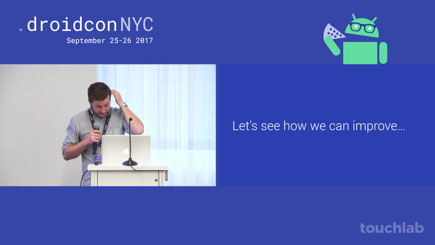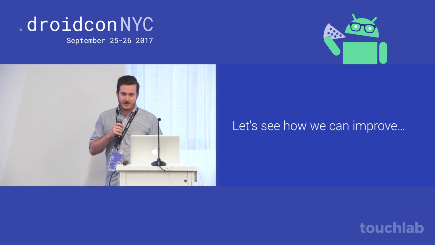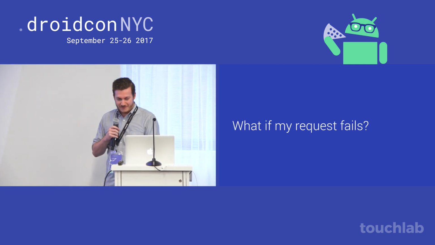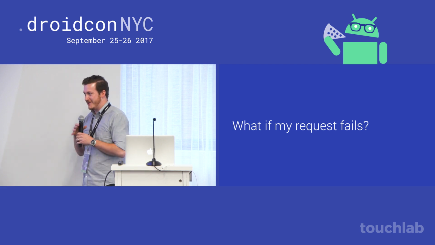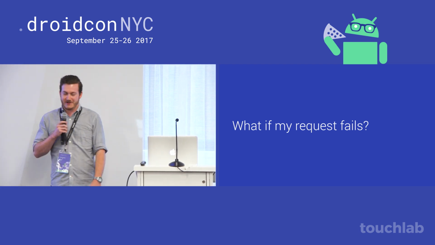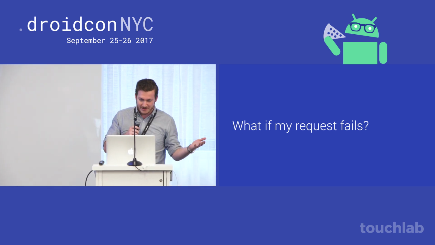So how can we improve? We recognize, of course, that there are improvements that can be made off that first example. We want to get it production ready, and one of the first things that gets an application production ready is dealing with request failures. Mobile networks are notoriously unreliable, right? My network requests fail all the time.